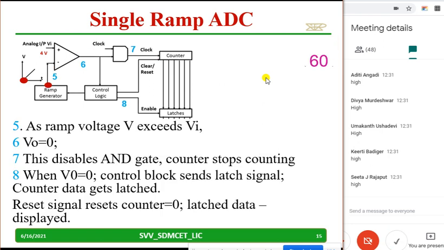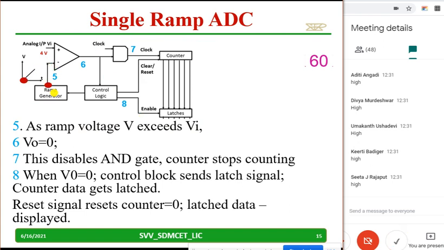Now, as the ramp voltage V exceeds Vi, if this is increasing continuously, observe this, see here. When this becomes more than 4 volt, the output of the comparator becomes low, this is disabled, the counter stops counting, the control logic is having low, that will send a signal to the latch as well as it will reset the counter. Observe carefully one more time.